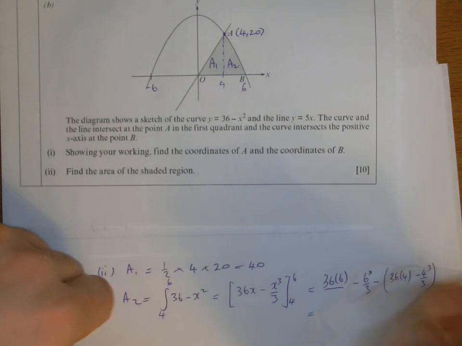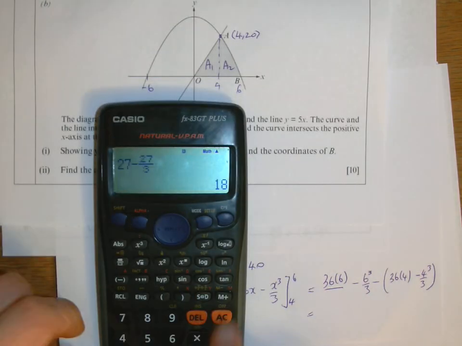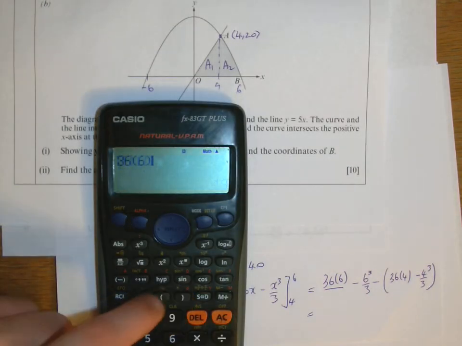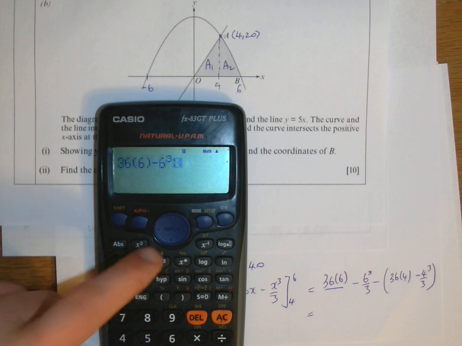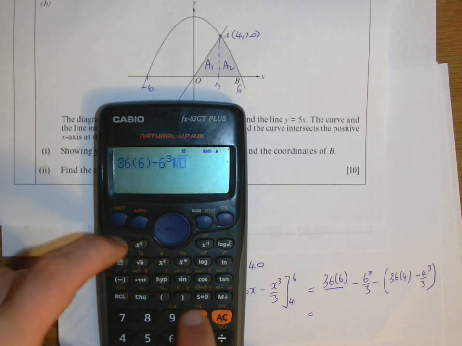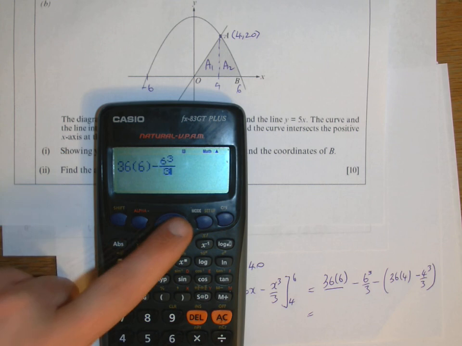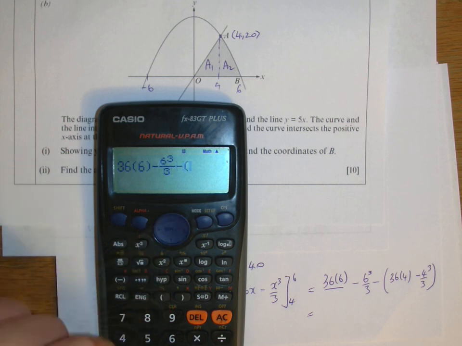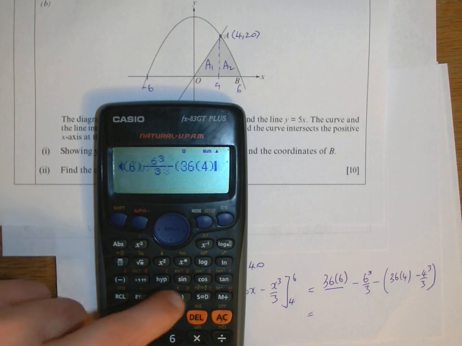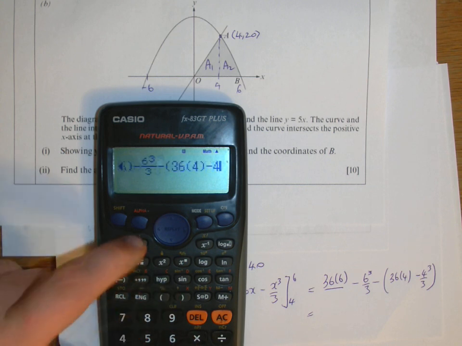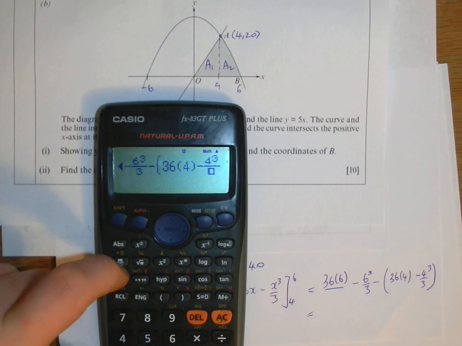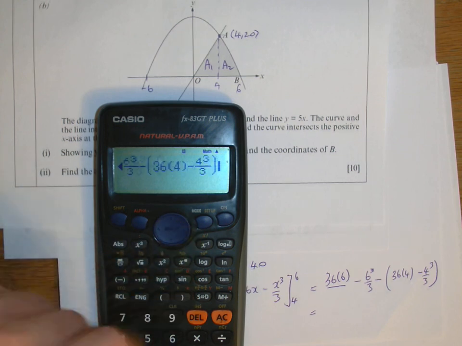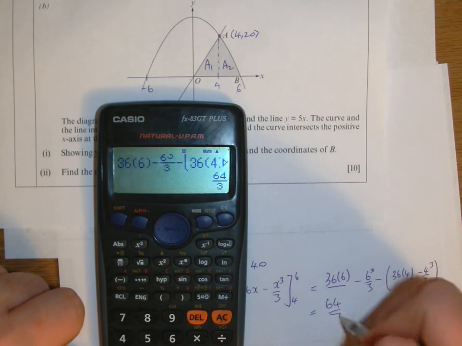So we'll work that out on my calculator. We've got 36 times 6, take away 6 cubed over 3, minus then big bracket 36 times 4, take away 4 cubed all over 3, and then close the big bracket, and I should get my answer out to be 64 over 3.